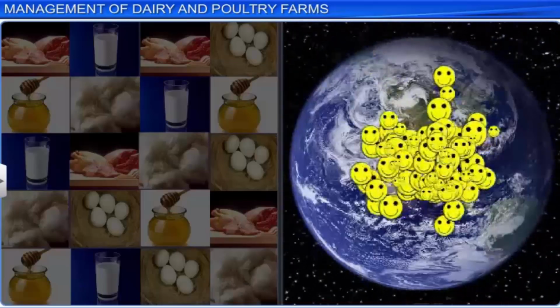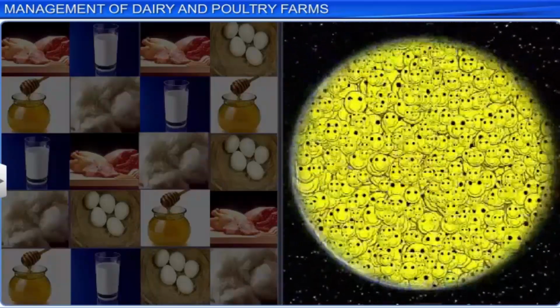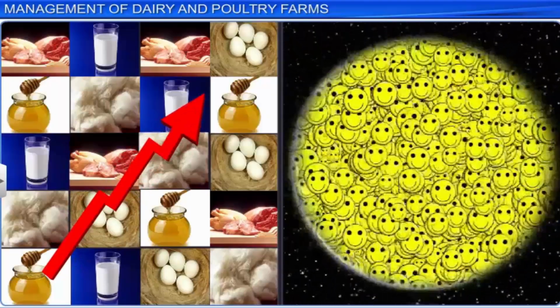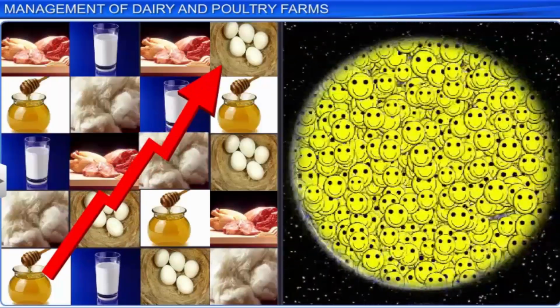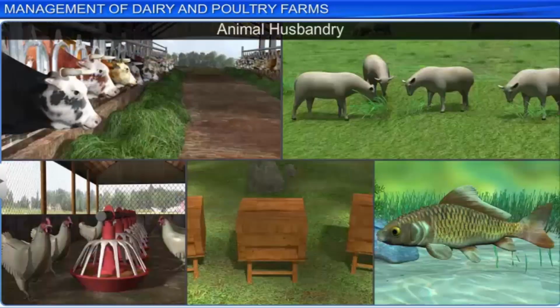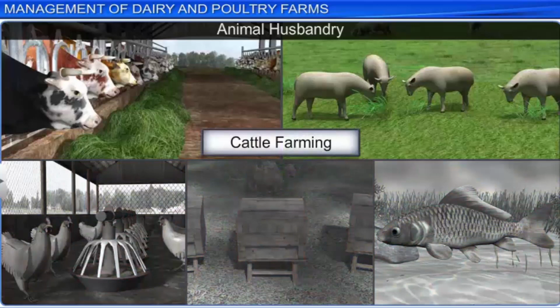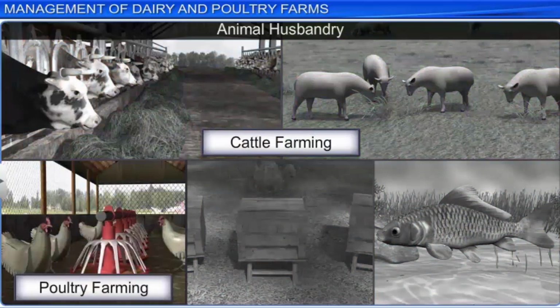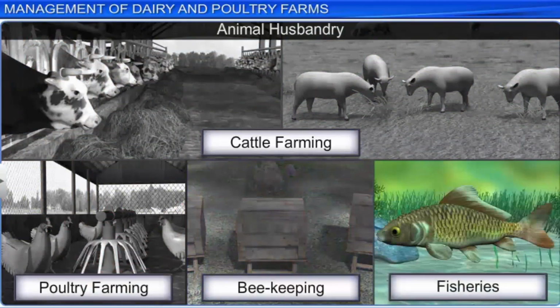With an increase in population worldwide, an increase in food production is also required. This can be achieved through animal husbandry and plant breeding. Animal husbandry refers to the practice of breeding and rearing livestock that are useful to human beings and includes cattle or dairy farming, poultry farming, beekeeping, and fisheries.